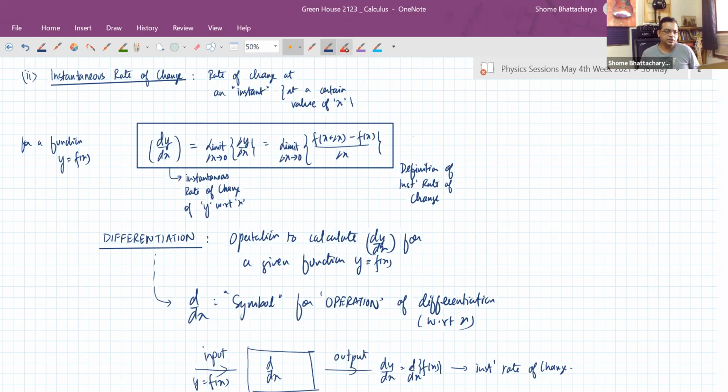Okay, so once again, I'm repeating, this is the meaning of the term differentiation, or the meaning of the term instantaneous rate of change. But how do we calculate instantaneous rate of change for a given function y equal to f of x? We don't sit and derive it from this definition every time. Instead, we apply an operation called differentiation. So differentiation is simply an operation that gives us the output directly. When we input a function y equal to f of x into the differentiation operator, it applies d by dx on f of x, and the output of that operation is nothing but the instantaneous rate of change.